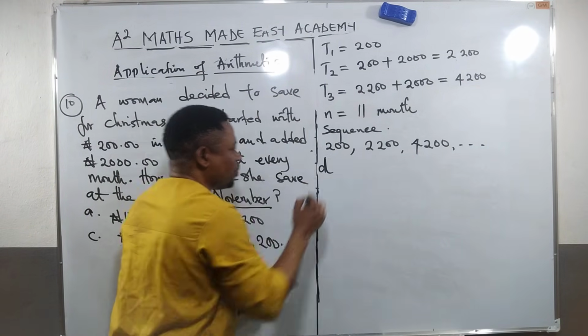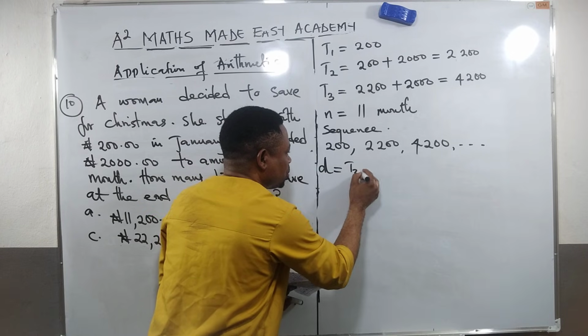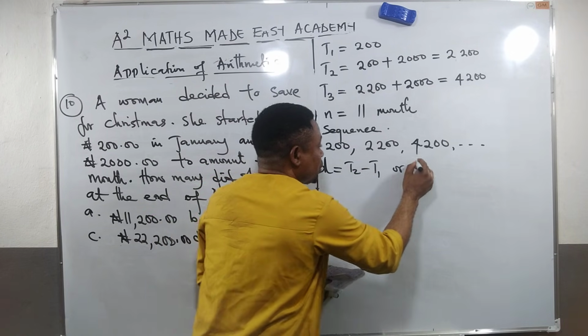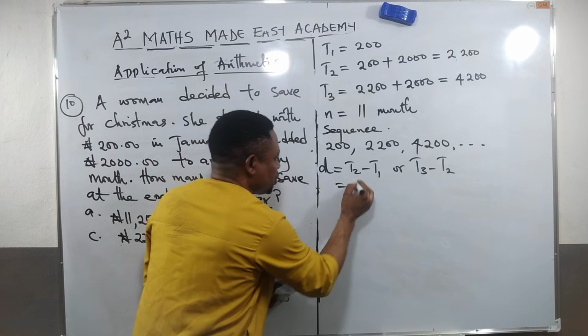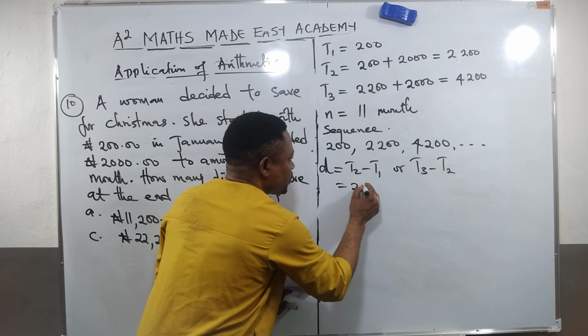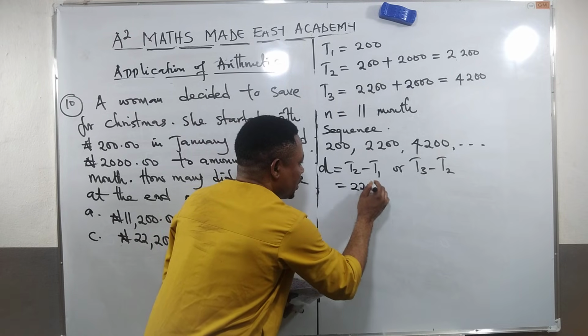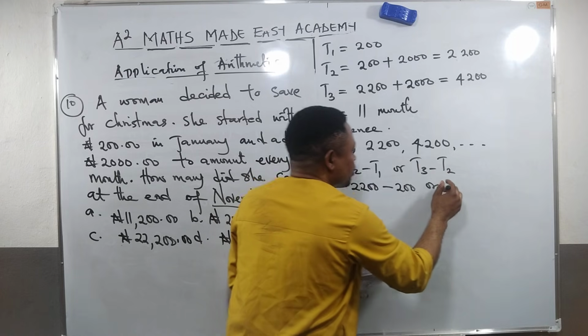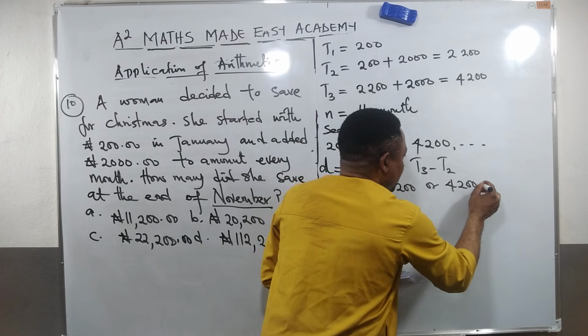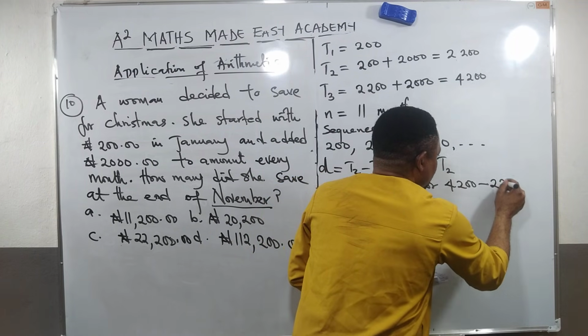Let's verify the common difference. T2 minus T1, or T3 minus T2. T2 is already known, it is 2,200, minus T1, which is 200. Or we say T3 is 4,200 minus 2,200.